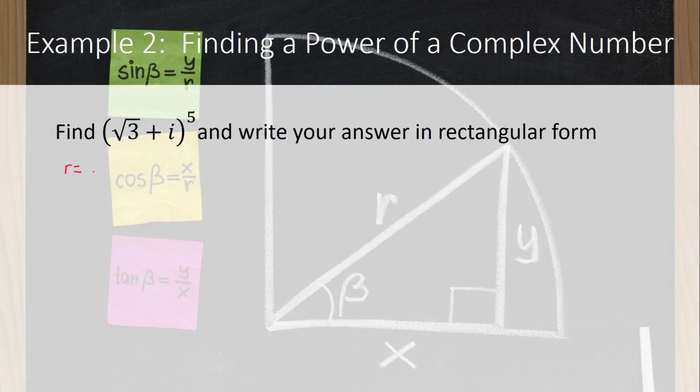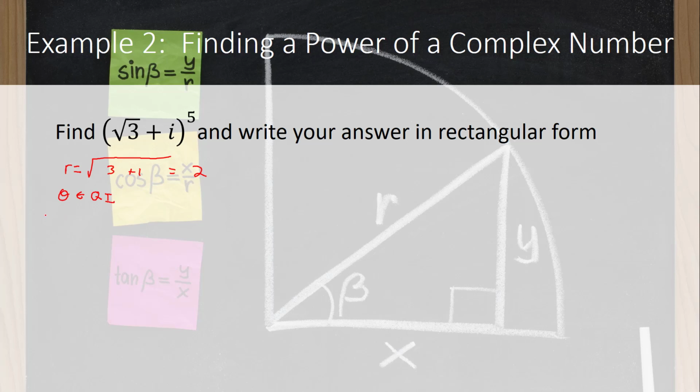R is going to be equal to the square root of the square of the real part, which is 3, plus the square of the imaginary part, which will be 1. And of course, that's going to be the square root of 4, or 2. Now, theta is going to be in quadrant 1, because we basically have a positive real part and a positive imaginary part. That's quadrant 1.